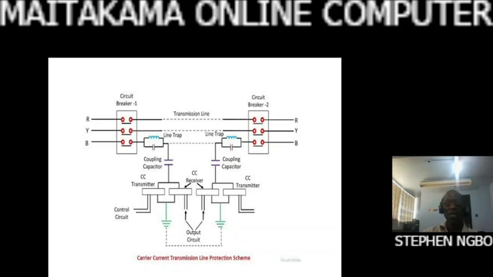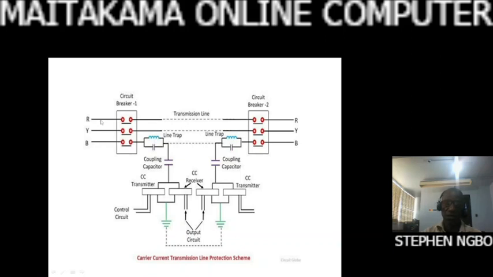Then at the same time, the scheme is also used for protection. That's the advantage. So this coupling capacitor is an LC circuit, as I've told you earlier, which is tuned to a resonant high frequency. This is the operation of this carrier current protection scheme. So I've told you it's very effective in detail.